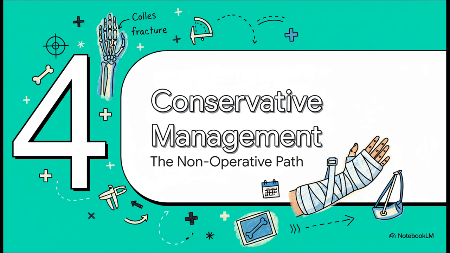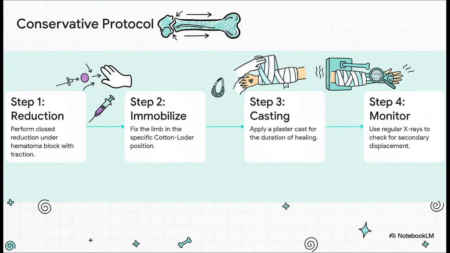This is the non-operative path, and it's our go-to for fractures that are either stable, not really displaced, or ones we can reduce and are confident will stay put. So the protocol here is pretty straightforward, but every step is crucial. First, you've got to reduce it. We do a closed reduction, usually under a hematoma block with some finger traps for traction.